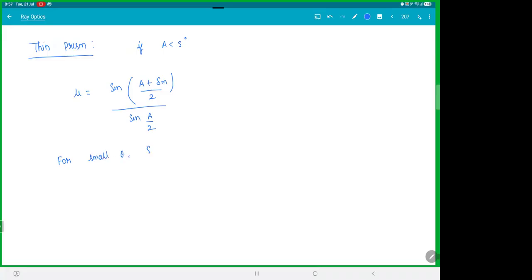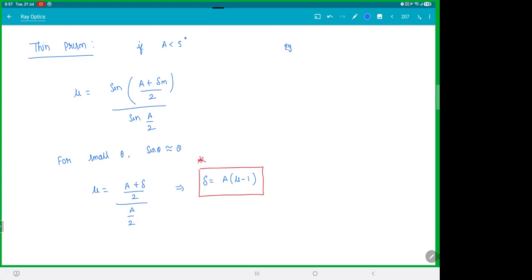For small theta, sine theta becomes approximately theta. So mu becomes (A + delta)/2 by A/2. If you simplify this, you get delta is equal to A into (mu minus 1). There's an approximate formula for thin prisms. An important result.